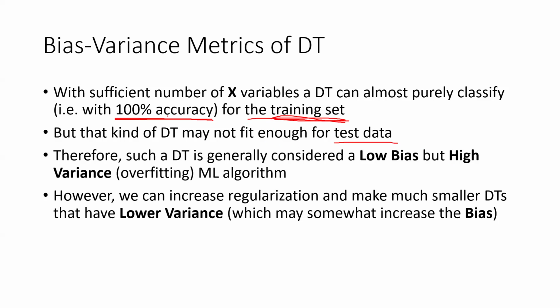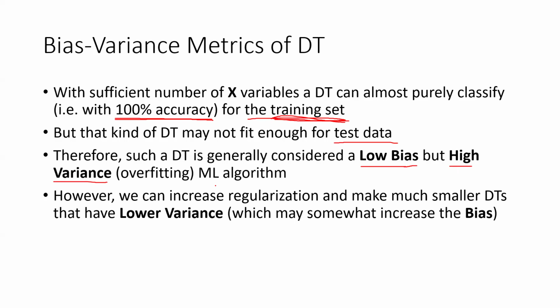So when you have a very large decision tree with a large number of variables, you can make a low bias. That means your accuracy would be much higher, but this is only for the training set. So it is a high variance, or overfitting, decision tree, right? So this decision tree can also be considered a low bias but high variance machine learning algorithm, right? So this depends on the way that we make the decision tree.